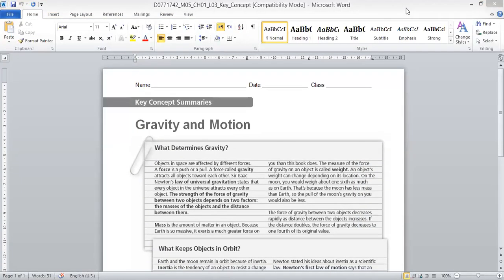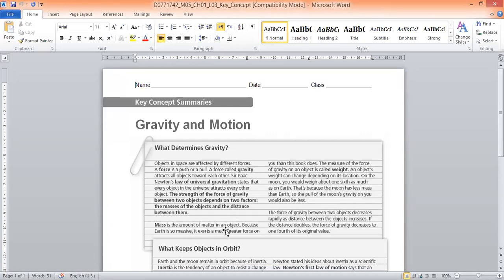Objects in space are affected by different forces. A force is a push or a pull. Like gravity, we said gravity is a pull, but it can make objects move. A force called gravity attracts all objects towards each other. Sir Isaac Newton's law of universal gravitation states that every object in the universe attracts every other object. The strength of the force of gravity between two objects depends on two factors: the mass of the objects and the distance between them. What is mass?